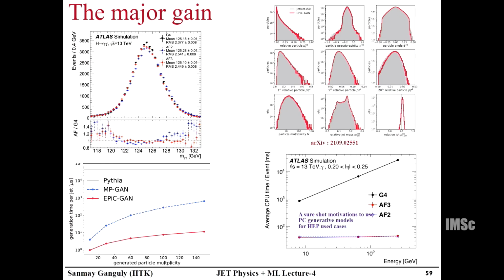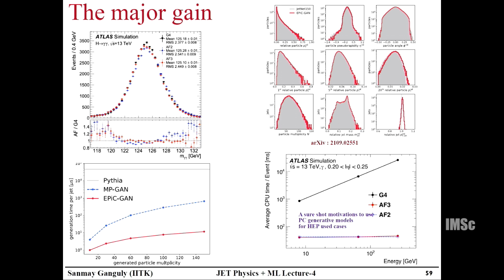So I want to show you the real advantage. Here for a Higgs simulation, Higgs to gamma gamma, you see I have a real Geant4 simulation, which are the black dots, and the blue and the red dots are something coming out of neural network simulations.